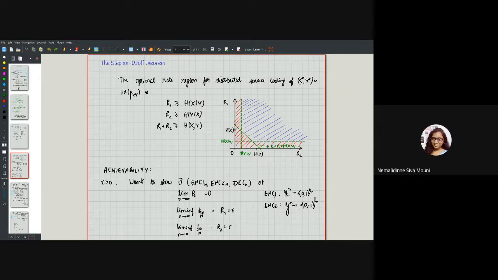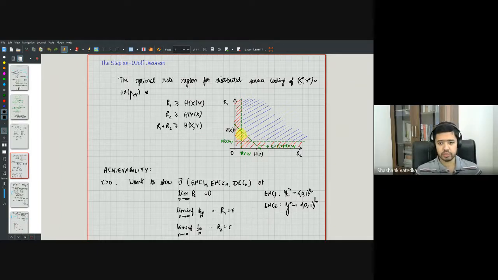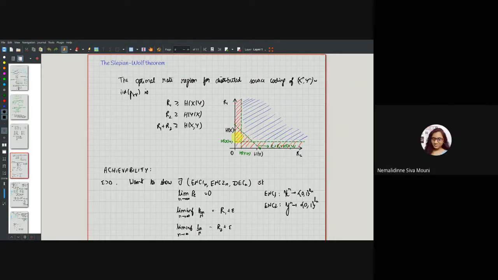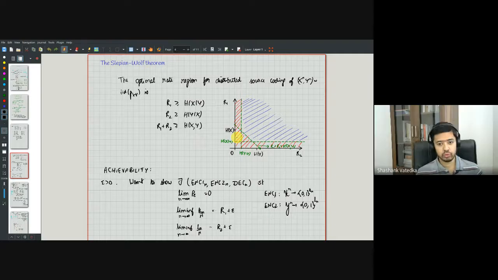And the second question, sir, in the R1, R2 plot, the current plot which is being shown on the screen. The region, the red colored triangle, greater than H of Y given X and H of X given Y, but less than H of X and H of Y. So you're talking about this region over here. Yes, sir. That should be achievable, right?